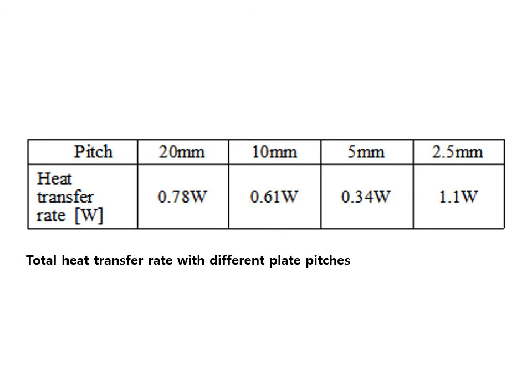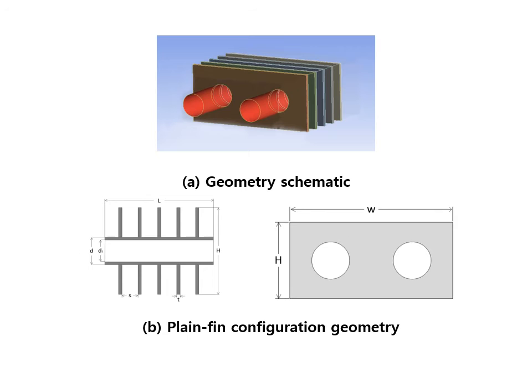So this means for the same size or same geometry, if you have small pitches, you can put more flat pins because you have small pitches. So you have high heat transfer rate like this one. Okay, let's see. Again, this is our geometry.